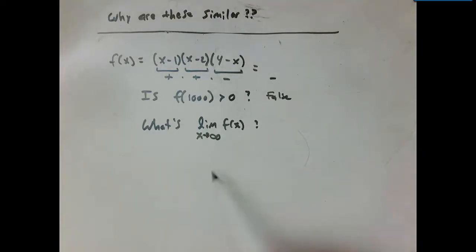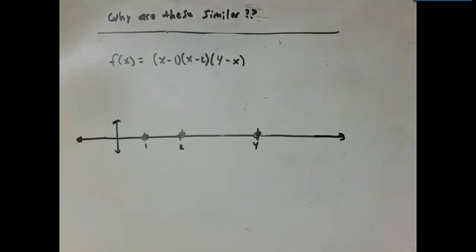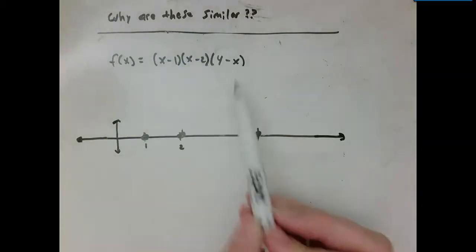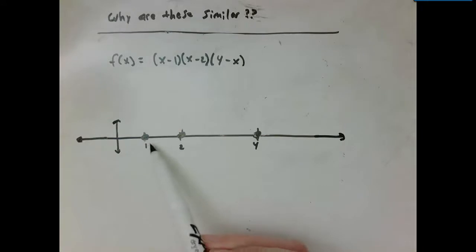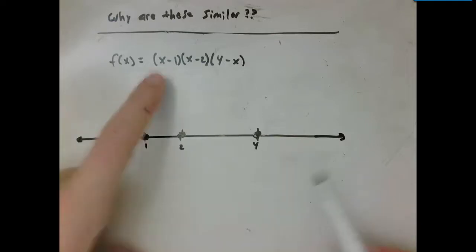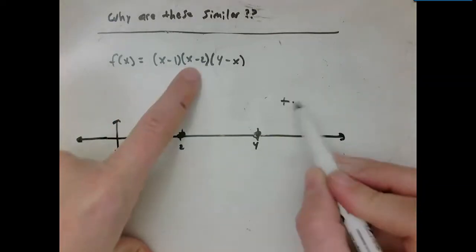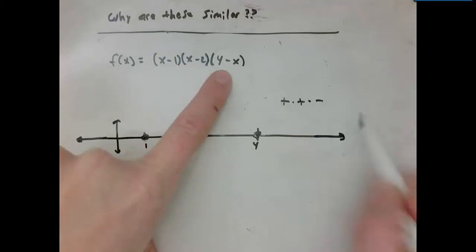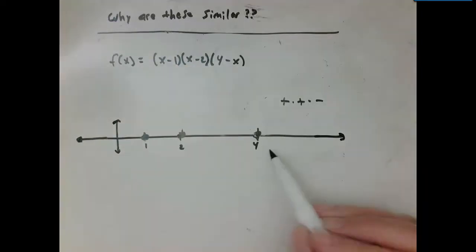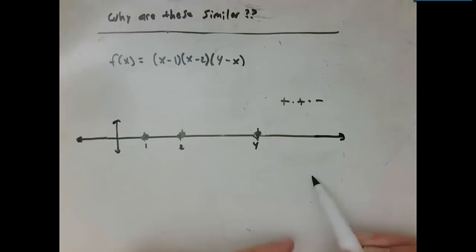If you think about it graphically, let's write it this way instead. So we've got the roots for this function are 1 and 2 and 4. We already looked at what happens when you plug in x equals 1,000. You've got a positive value times a positive value times a negative value, which means that the overall output is negative at x equals 1,000.